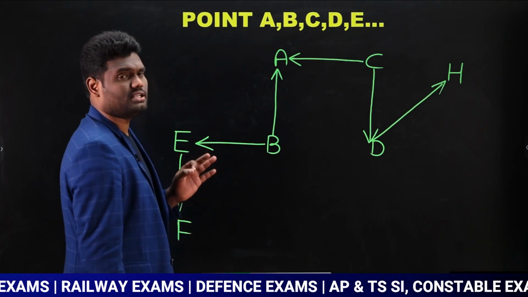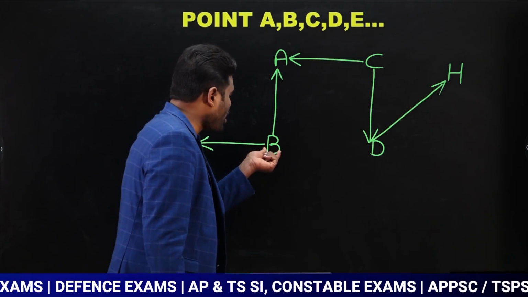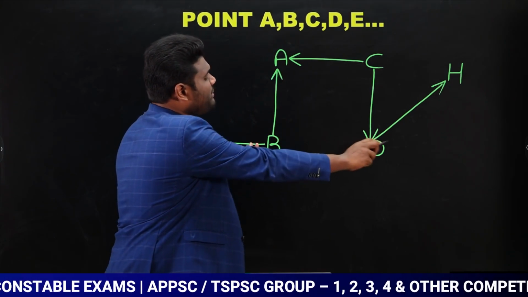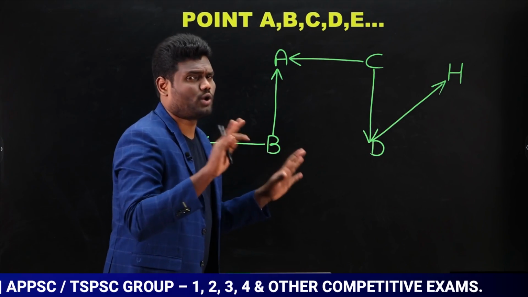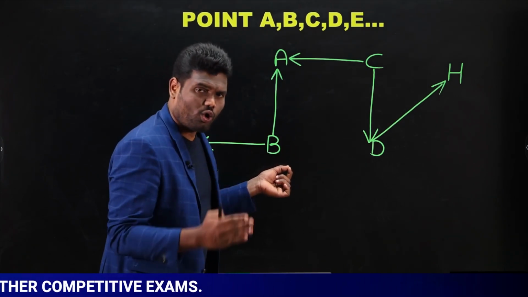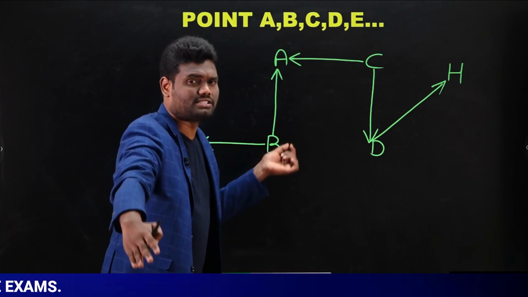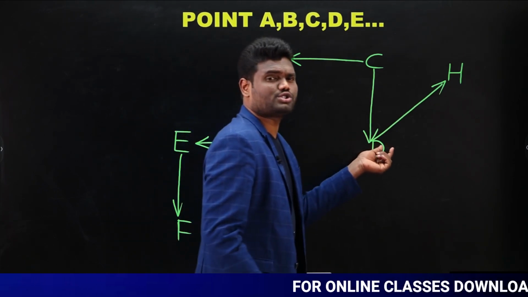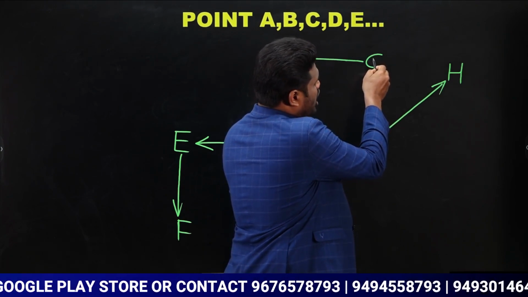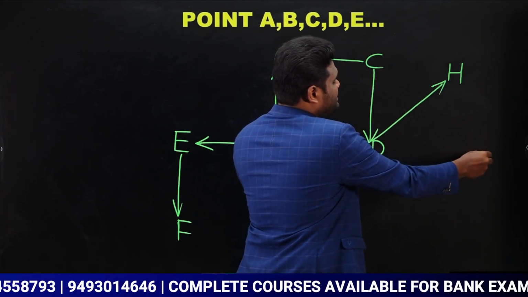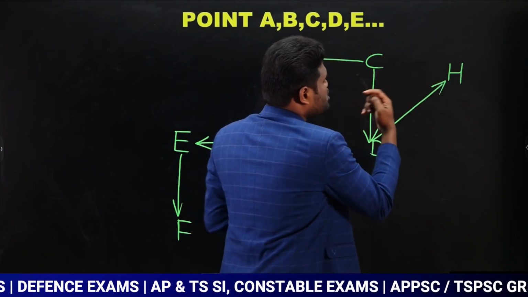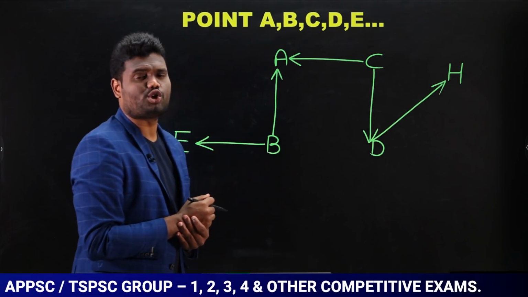Whenever you are trying to solve this type of question, for every point, whatever the point may be, top will be north, down will be south, right hand side will be east, left hand side will be west. Even here, for D, top is north, right hand side is east. So between north and east, this is northeast. Yes or no? So H is to the northeast of D.